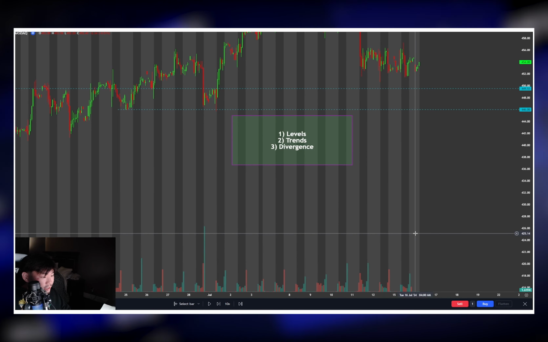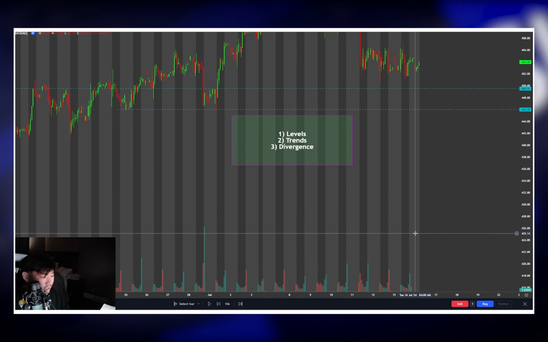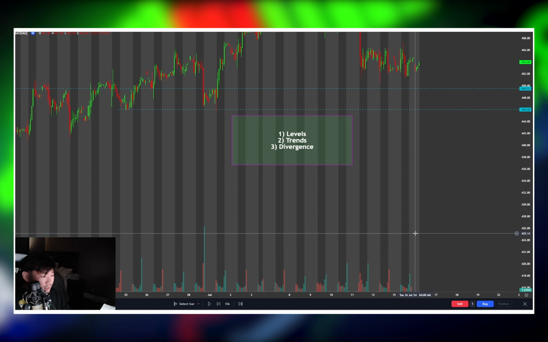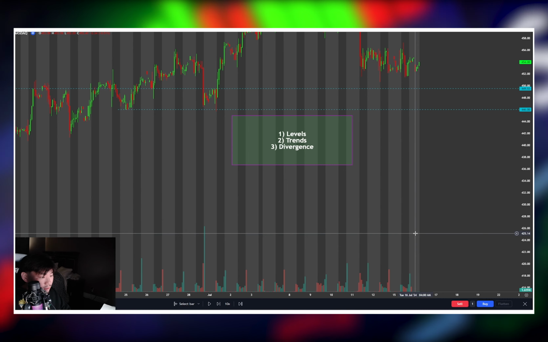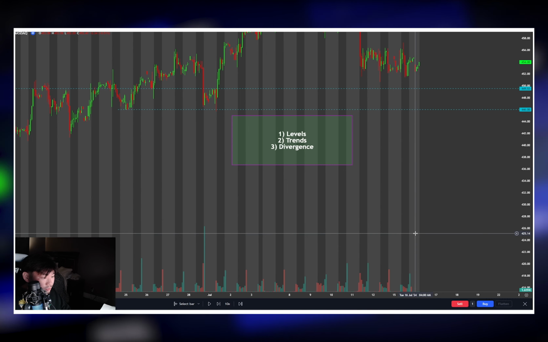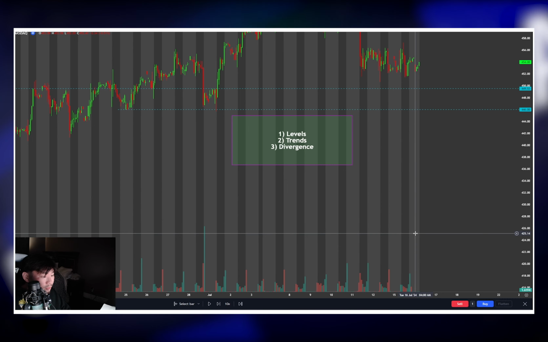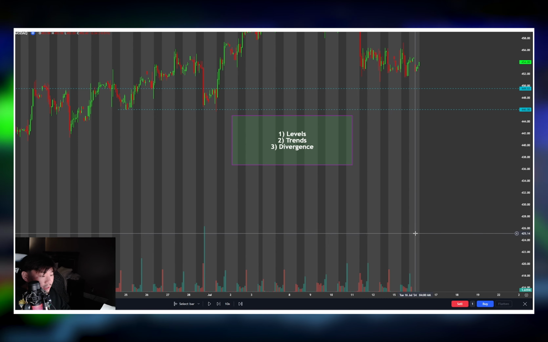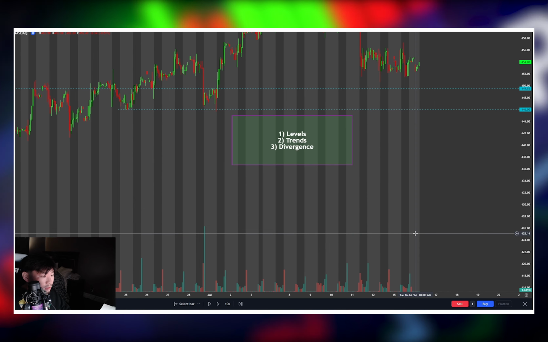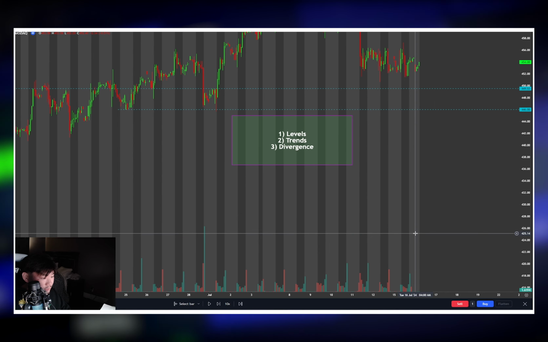In order to play this strategy, there's three things that we need to take into account. Number one being levels. Levels are just required for us to know which level we're trying to play the breakout of. Number two, we need trends. Trends are important to us because they can help give us confidence in a setup, or they can tell us to stay away from a setup. Number three, we have divergence.